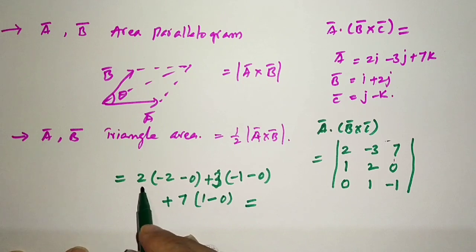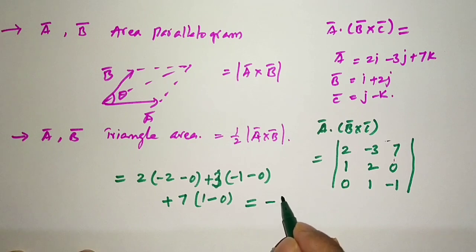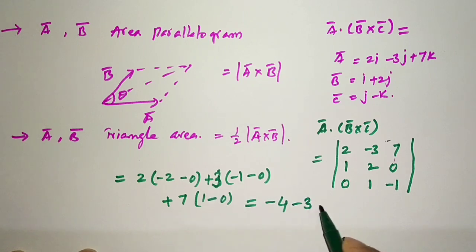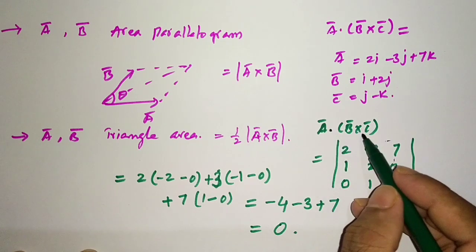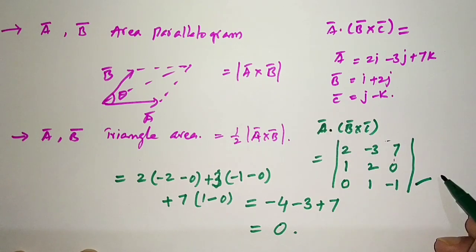That is equal to, what is this value? Minus 2 minus 0, minus 2. Minus 2 into 2, minus 4. Next, this is minus 1 and minus 0, minus 1. Minus 1 plus 3, minus 3. Plus 7. How much is this? You will be getting 0. So in this way one can calculate. This is called a triple product. So whenever you need to calculate A dot B cross C, there is no need to first do B cross C and later the dot product. Directly you can use this method. Understood? So in this way one can calculate the cross product of vectors.